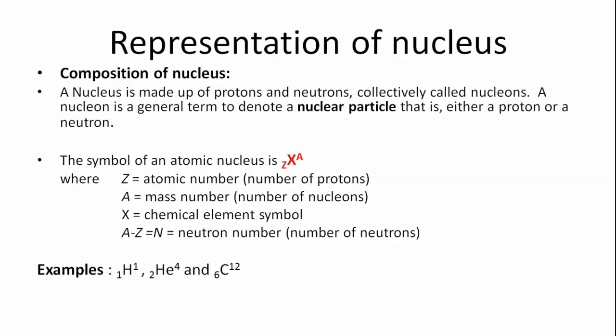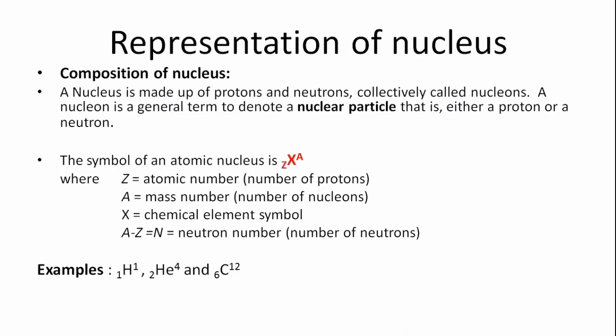Now let us understand the representation of a nucleus. Before going to that, let us see what is present inside the nucleus. That will tell us the composition of a nucleus. The nucleus is made up of protons and neutrons, and they are collectively called nucleons. So a nucleon can be a proton or it can be a neutron. It is just a general term to represent a nuclear particle.